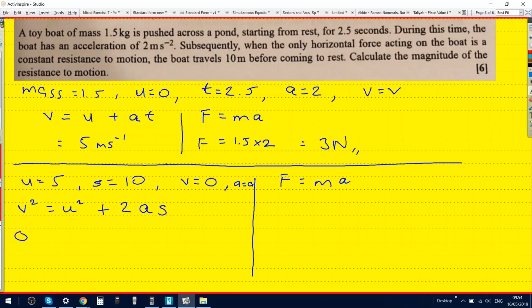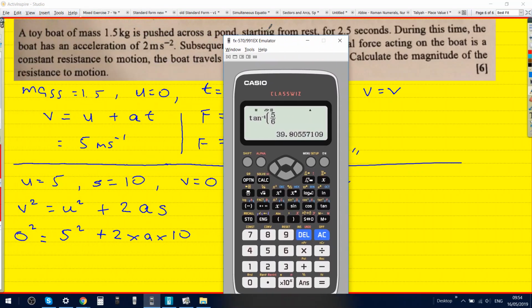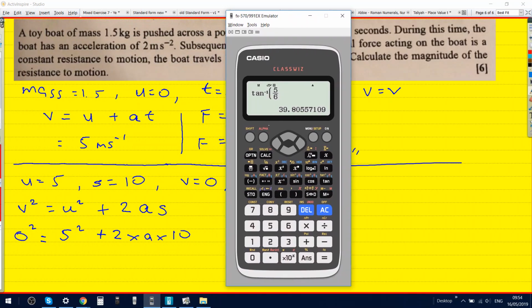So we've got 0 squared, which is just 0, equals 5 squared, which is 25, plus 2 times a times 10. So we've got 25 plus 2a times 10, which is 20a. Equals 0.